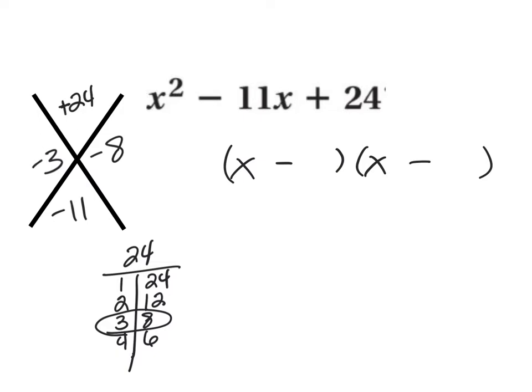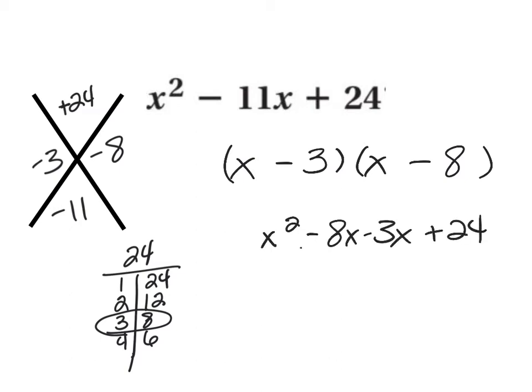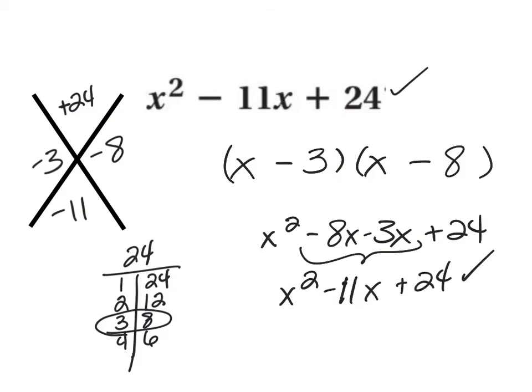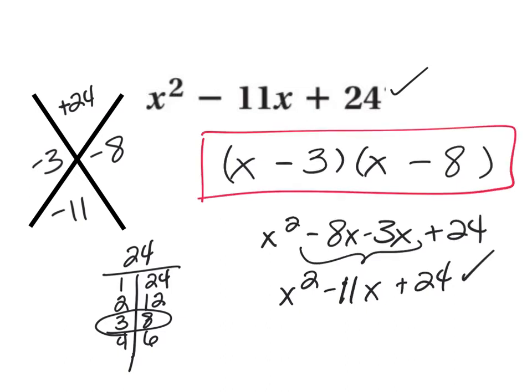So when I go to fill these in, I have 3 and 8. Doesn't matter the order. Again, you can write it as x minus 8 times x minus 3. Doesn't matter, but let's check. So I have x squared minus 8x minus 3x plus 24. Combining my like terms, I have x squared minus 11x plus 24. Gives us what we need, so that means our solution is this one.